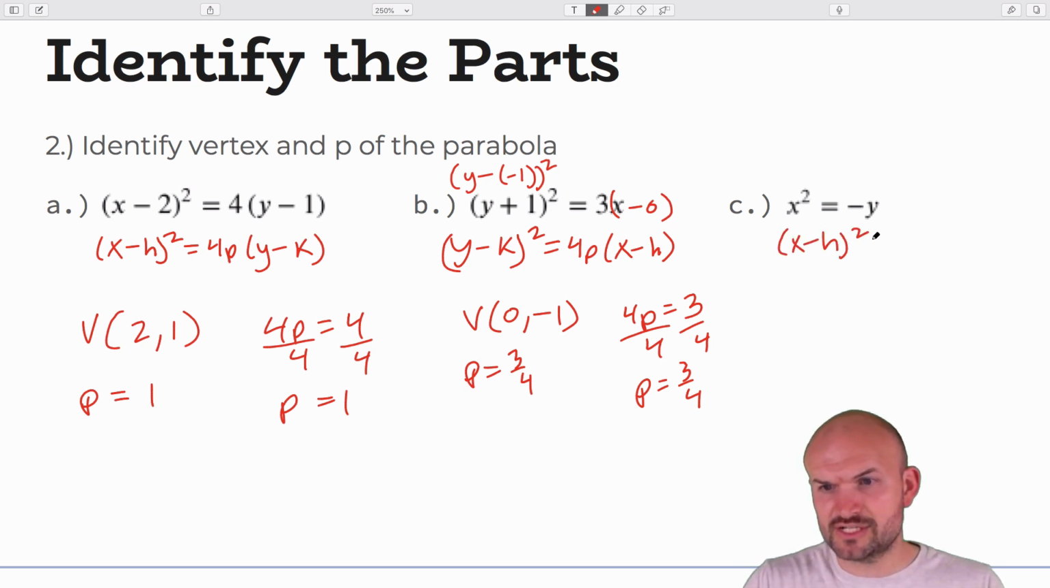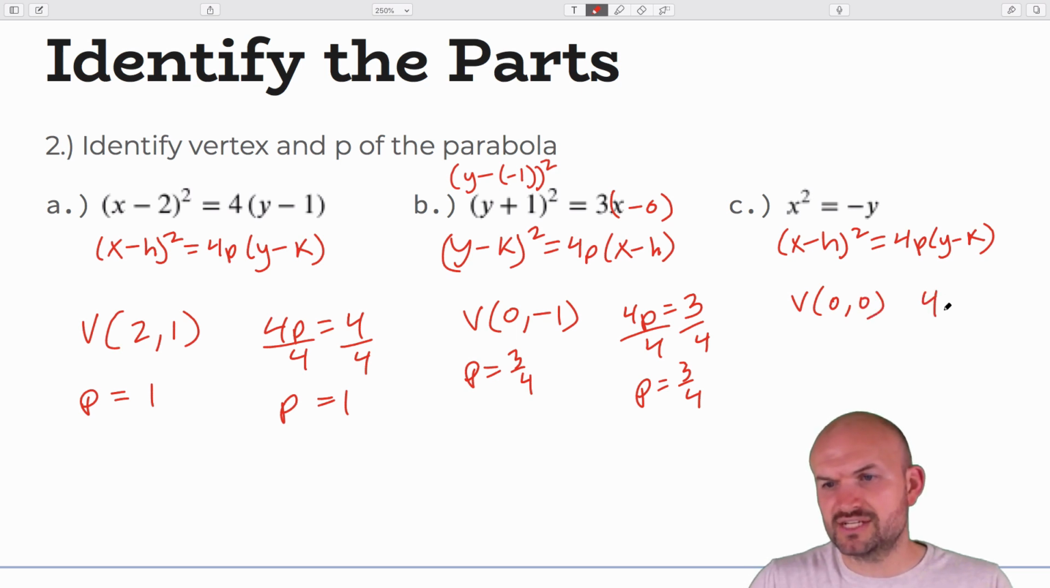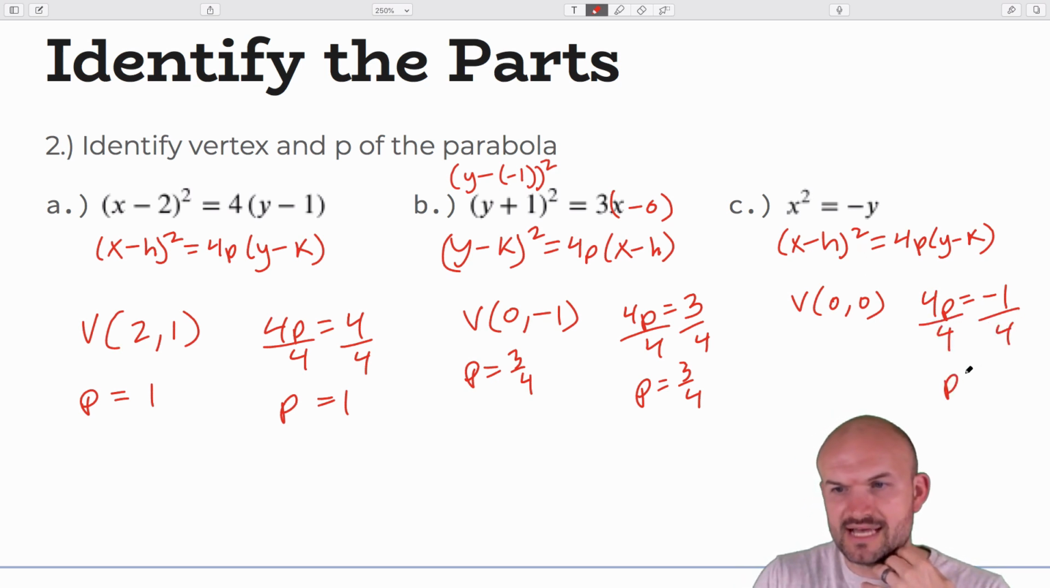Again, if I just write this as x minus h quantity squared equals 4p times y minus k. Hopefully you can see that the vertex here is 0, 0. And 4p looks like it's going to be equal to a negative 1, right? If there's not a number there, it can be negative 1. So you divide by 4 on both sides, and p is equal to a negative 1/4. Okay?